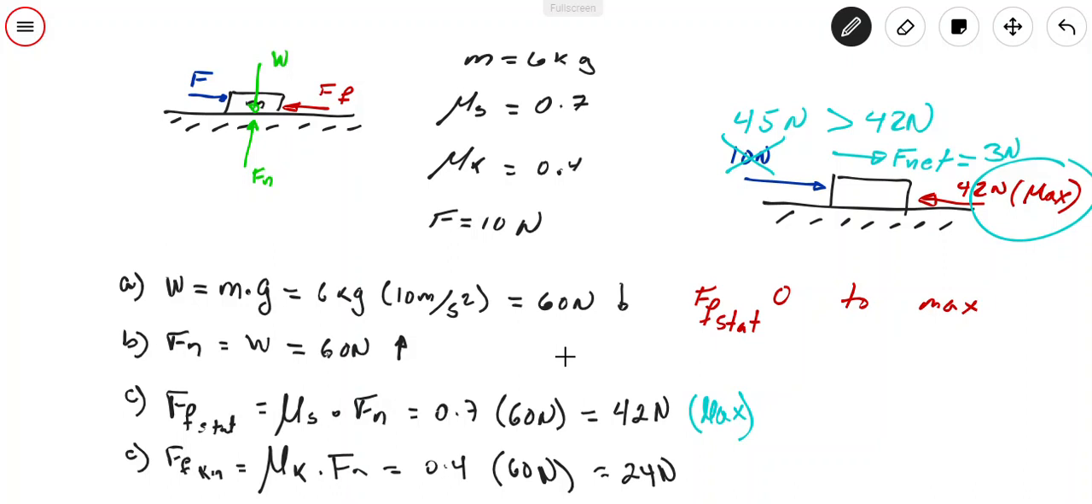So we know now how to find the weight, how to find the normal, how to find the forces of friction, how to find the force of kinetic friction, and we can also understand when the block is going to move or not, and what is needed to make this block start moving.